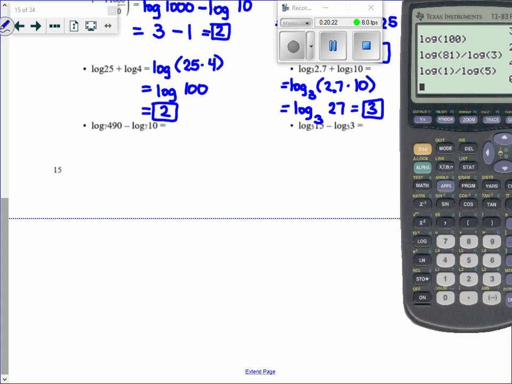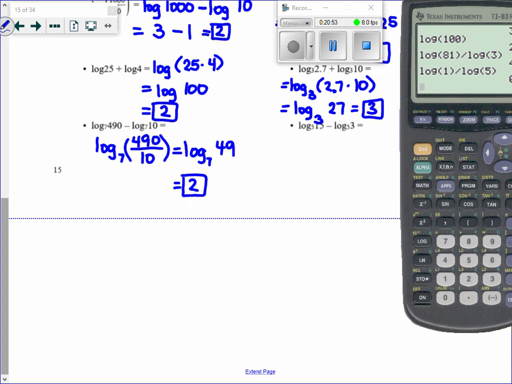Okay, log in base 7s, they're both log in base 7. This is a difference, so this means I'm actually dividing. So this would be 490 divided by 10, which is log in base 7 of, what's 490 divided by 10? 49, and I think you can see where this is going. 7 raised to what power is 49? Right, squared.